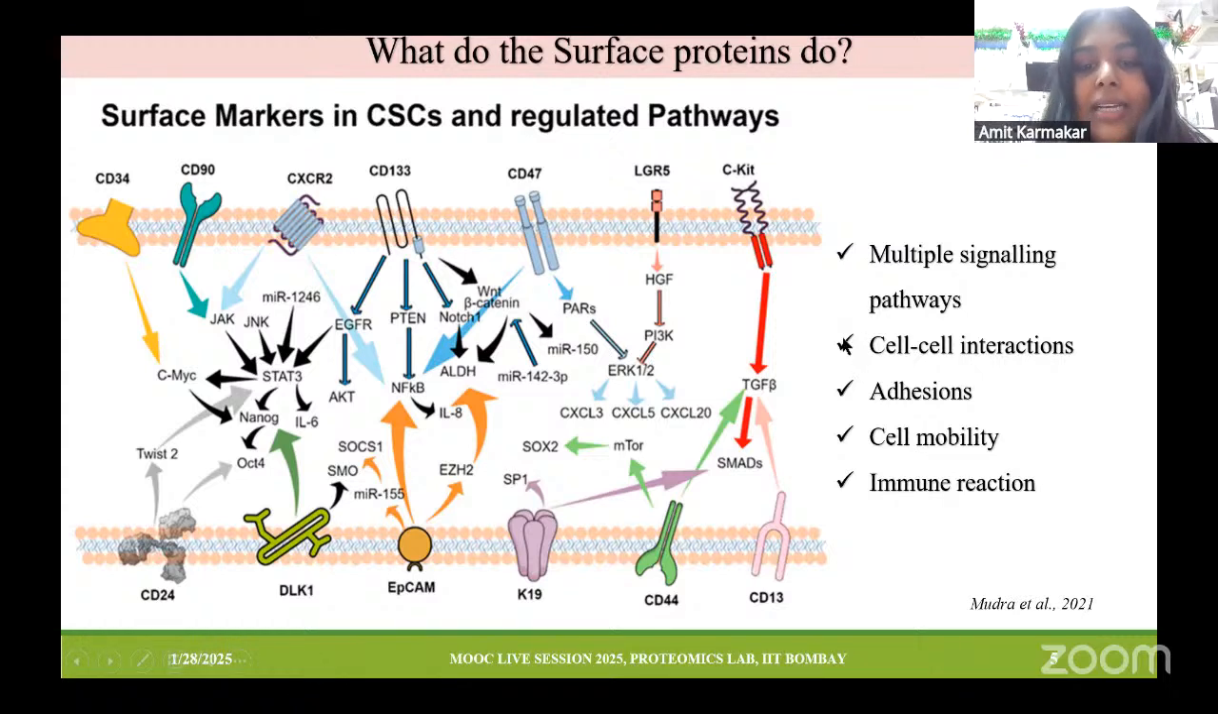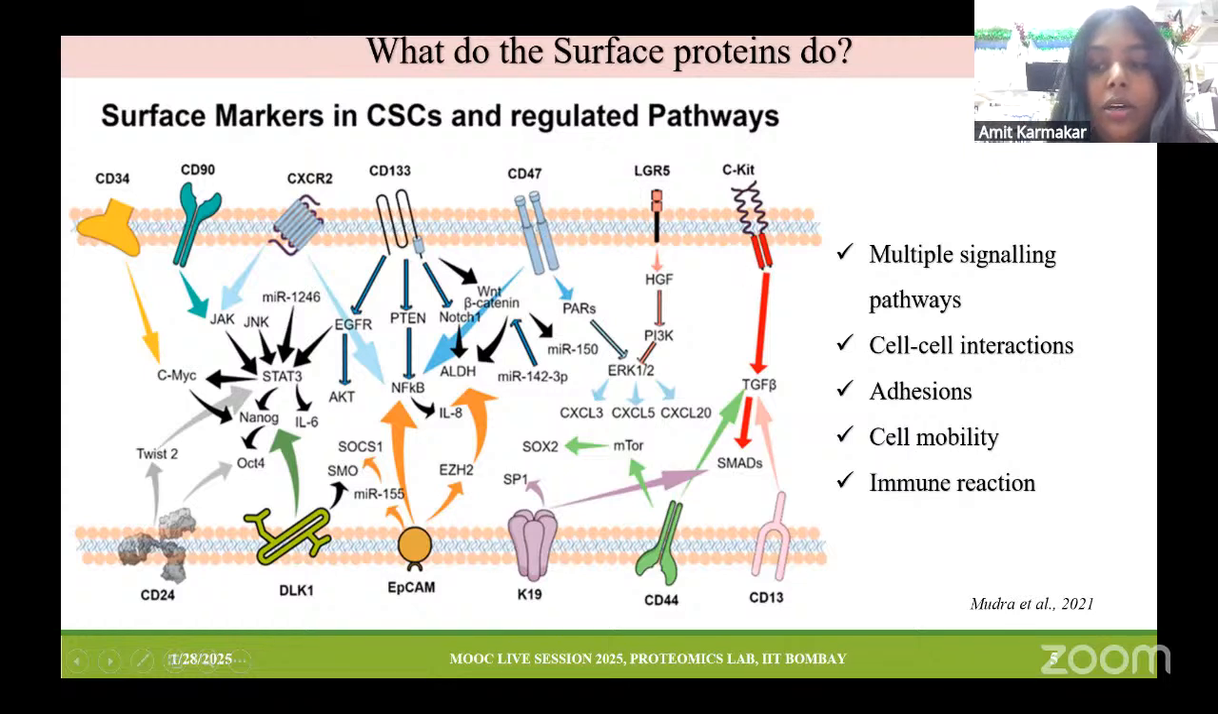Other than that, these cell surface molecules are not only the receptors, there are the interactor proteins. So in the immune system, a lot of cells interact with each other to pass the signaling, and the cell interactions are mediated mostly by these surface proteins. Then there are adhesion proteins.